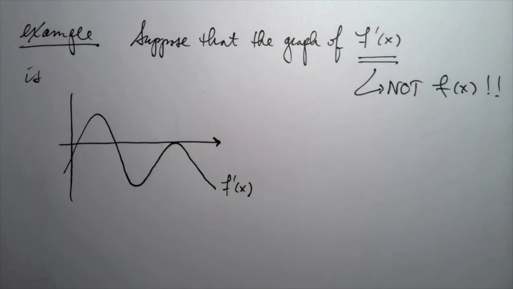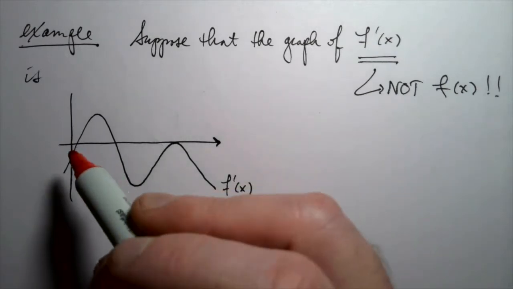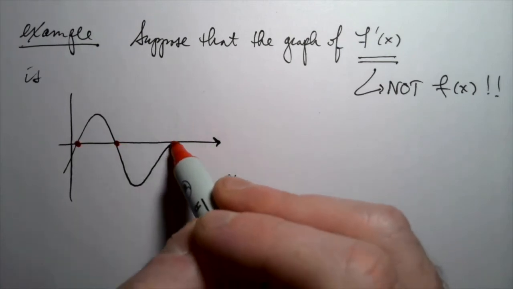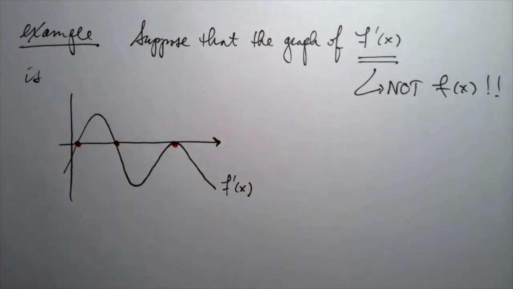In order to do that, since this is the derivative, that means that we can read off the critical values of the original function. So I'll put those in red, not because they're critical values of this graph, but because those three red dots, that's where the first derivative is 0. So those will be the critical values of the original function f of x.